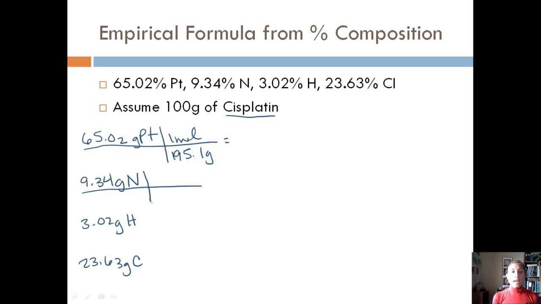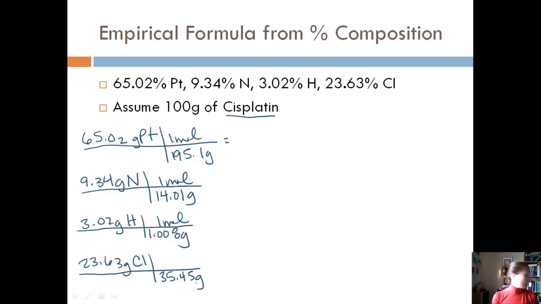I'm just going to go through and write all these out for all of my atomic masses. Nitrogen, I know, has an atomic mass of 14.01 grams in 1 mole. Hydrogen's atomic mass is 1.008 grams for every 1 mole. Oh, and that's not carbon, that's chlorine. And chlorine has an atomic mass of 35.45 grams for every 1 mole. Now I just need to do a little bit of math and divide all of these. So if I do my platinum, I get 0.333 moles of platinum. For nitrogen, I end up with 0.666.